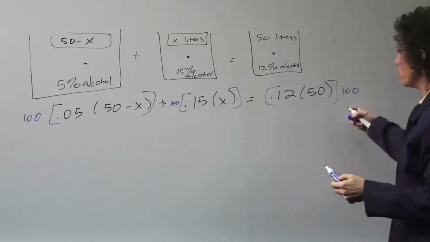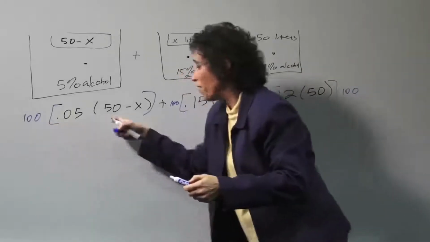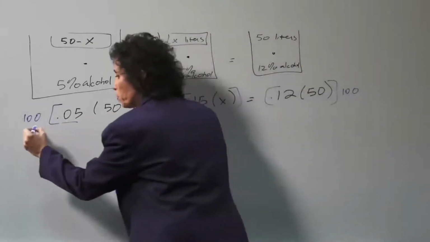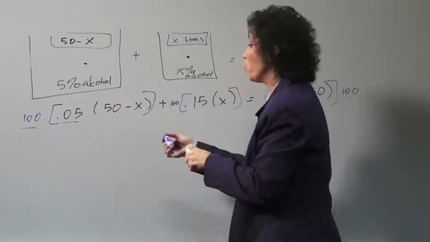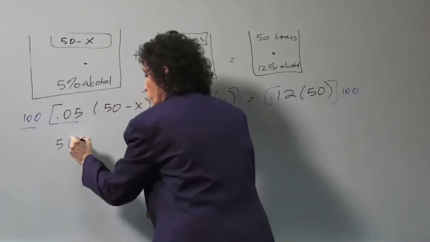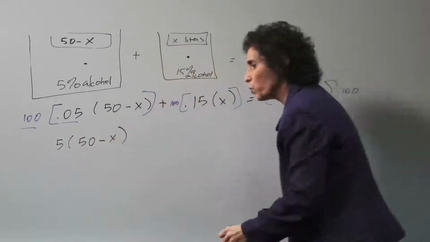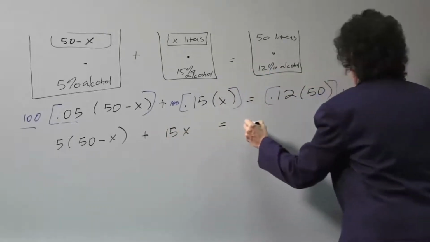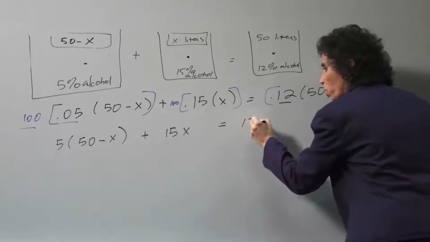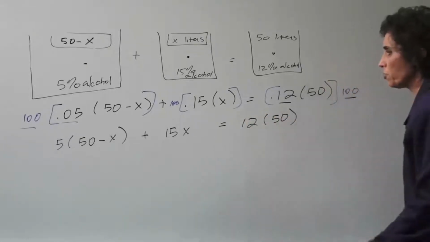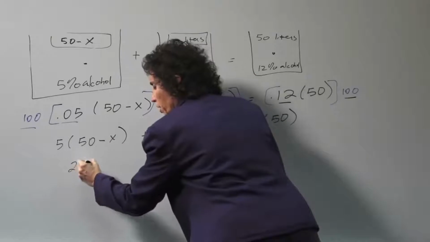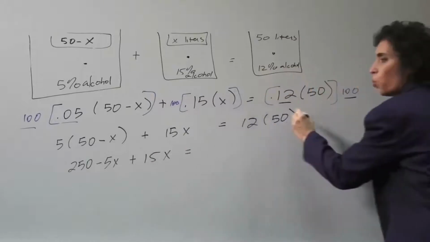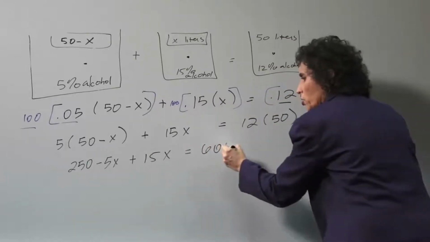So there's 3 factors here, there's 3 factors here, and there's 3 factors here, this one being a big factor. So you multiply any 2 together, and of course I'm going to multiply these 2, because when I do that, it clears the decimal. That's why I'm doing this. So we get 5. We don't touch what's inside the parentheses until after we distribute. Plus, same thing here. Plus, same thing here. 100 times 0.12 is 12 times 50, which gives us 5 times 50 is 250 minus 5x plus 15x equals 12 times 50, or 600.